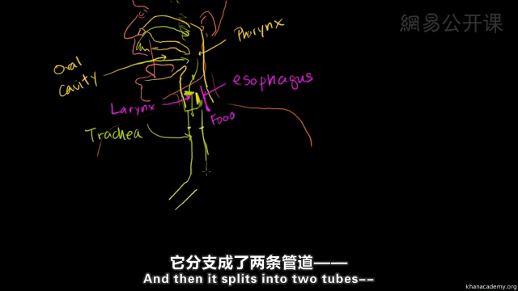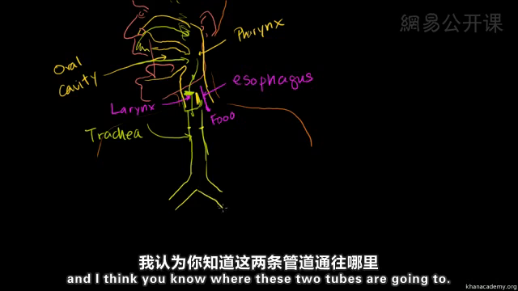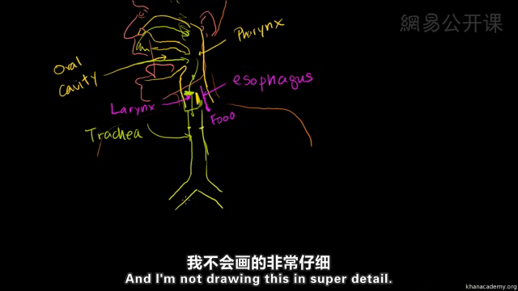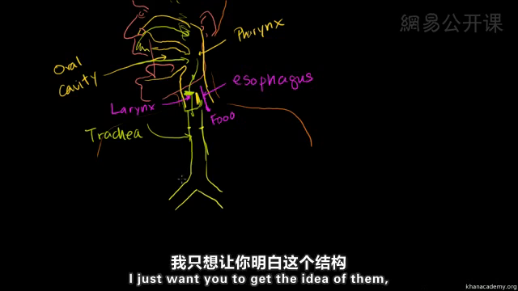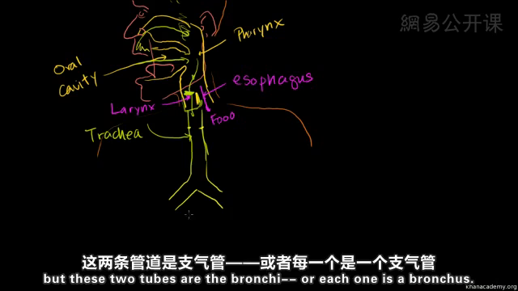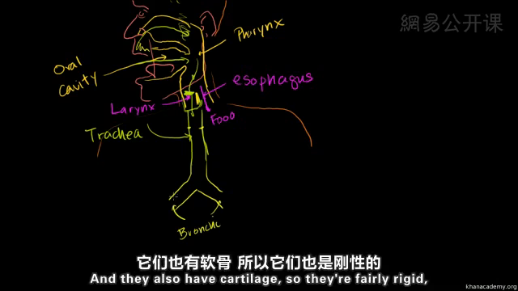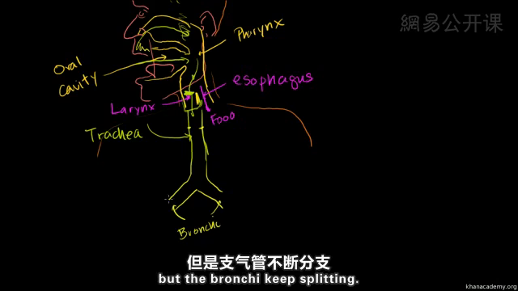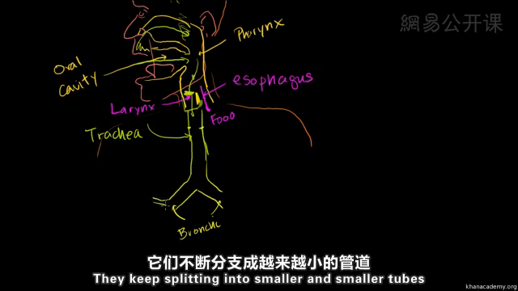into two tubes, and I think you know where these two tubes are going to. And I'm not drawing this in super detail. I just want you to get the idea of them. But these two tubes are the bronchi, or each one is a bronchus. So let me see. These are the bronchi. And they also have cartilage, so they're fairly rigid. But the bronchi keep splitting. They keep splitting into smaller and smaller tubes, just like that.